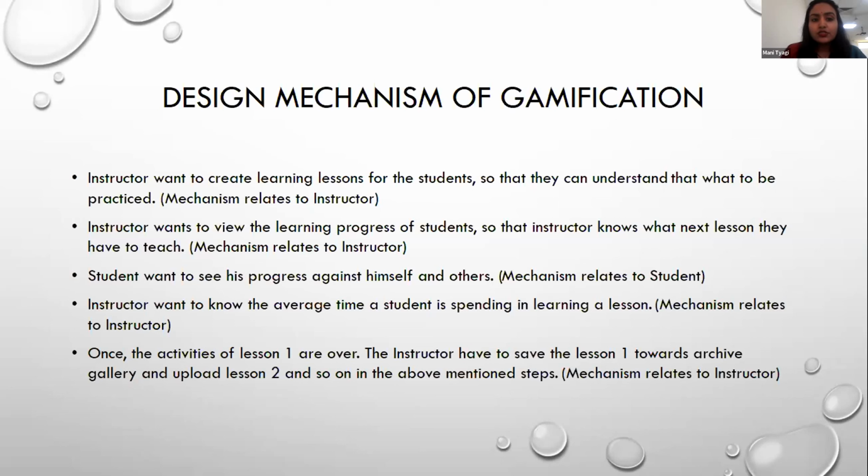Then the student wants to see his progress against himself and the others. So this mechanism relates to the student. The instructor wants to know the average time a student is spending in learning a lesson. This mechanism relates to the instructor. Once the activities of lesson 1 are over, the instructor has to save lesson 1 to the archive gallery and upload lesson 2 and so on in the above mentioned step. This mechanism relates to the instructor.